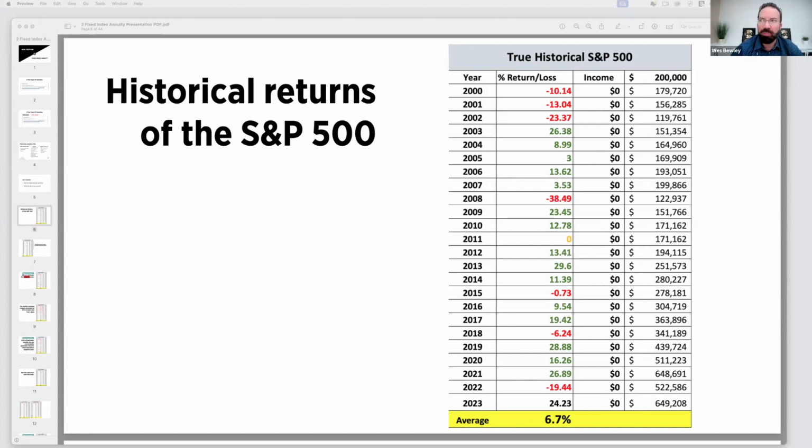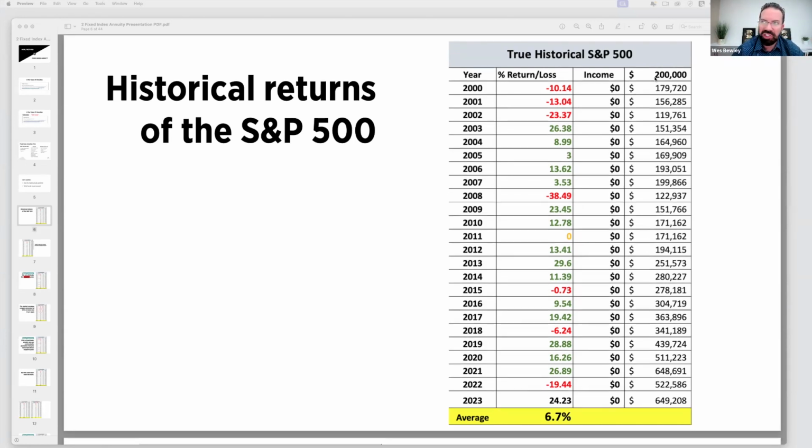And one of the value propositions of a fixed indexed annuity is that we can actually eliminate these red years. We can eliminate those years of loss where you never have to experience them again, and they never affect your investment portfolio again. So I just took an example. If someone was to roll over a $200,000 401k, what could happen? Well, where the 401k currently sits, if history repeats itself, you can see it goes from 200,000 to 649,000 in 23 years.